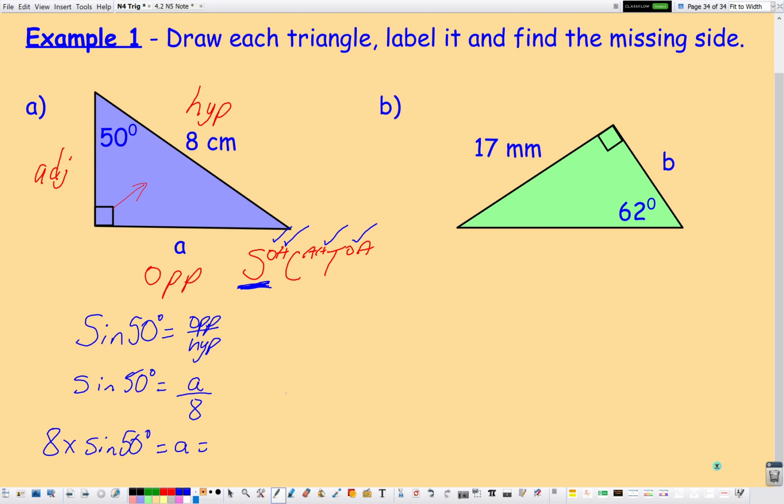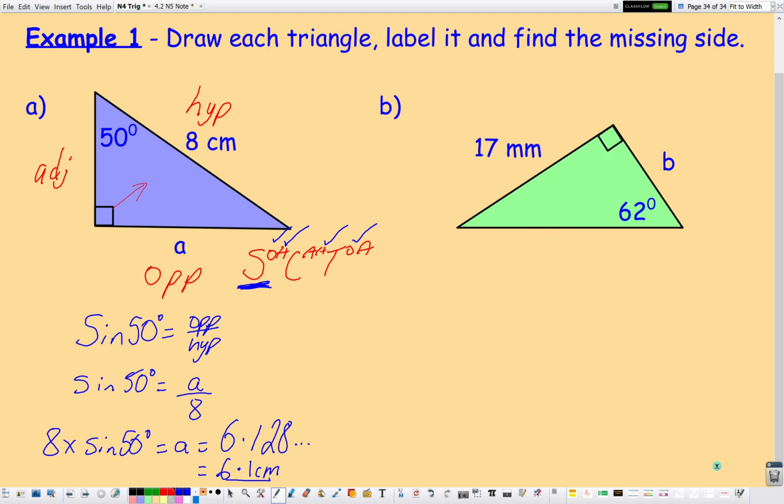So 8 times the sine of 50, I'm getting that is 6.128. We'll round to 1 decimal place as a kind of rule, so that's going to be 6.1 centimetres. That's my final answer. Alright, so hopefully you managed to get that okay. If you did, you should be okay with the next one.